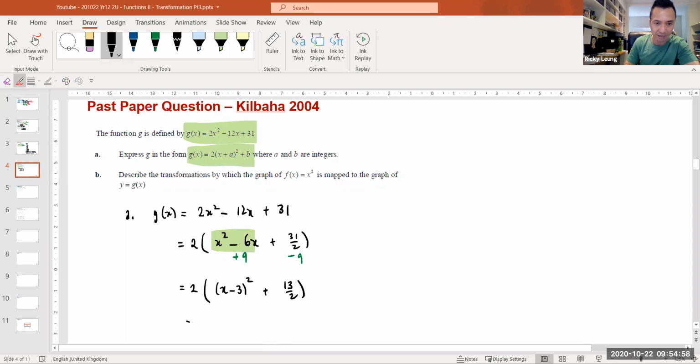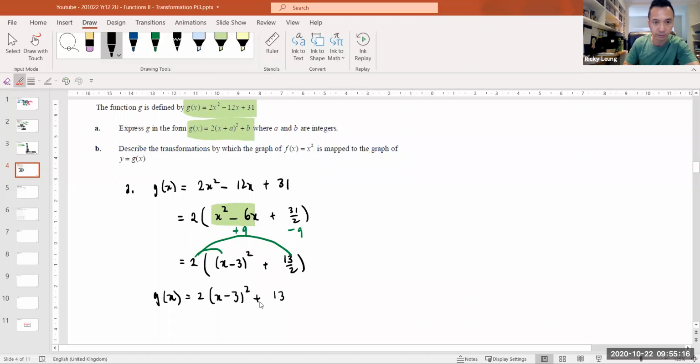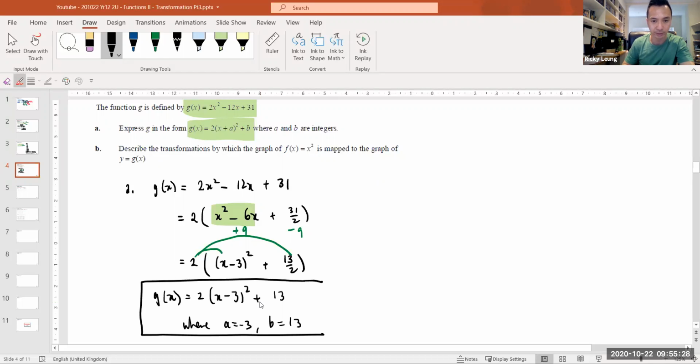And then expand that bracket using rainbows. So this guy times this and this guy times that. Then you get the final answer to be 2 times (x minus 3) all squared plus, the 2's cancel out, that's 13. And that is your g(x) repackaged into the form where a equals minus 3 and b equals 13. That is your answer. So nothing about that is new syllabus. It's part B that is new syllabus for New South Wales at least. Yep, that's part A, pretty straightforward.